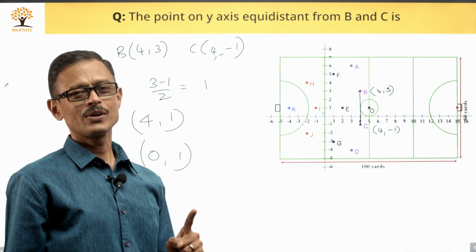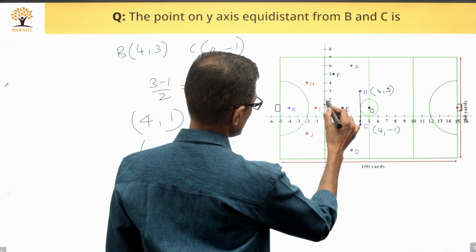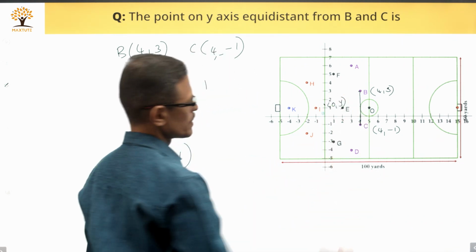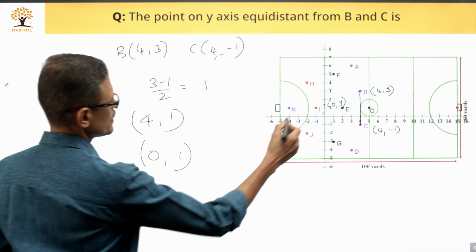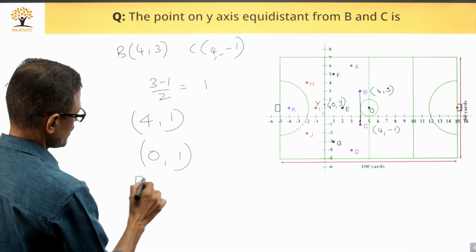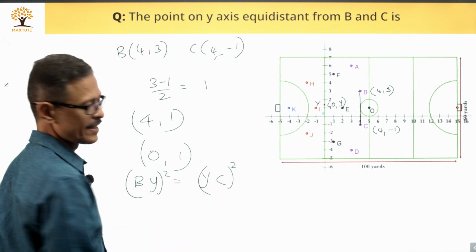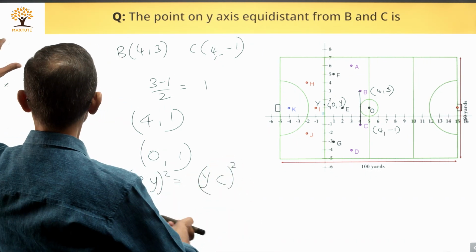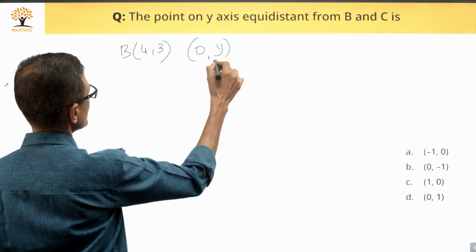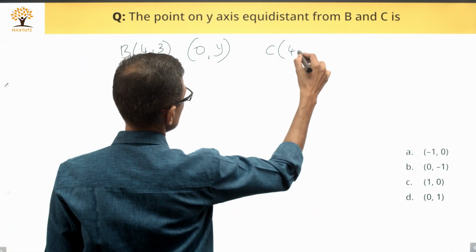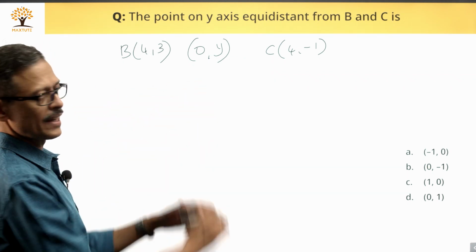Now, we will apply how we are going to be solving it had it been in the examination. That point, let us say, is somewhere here, and the coordinates of this point is going to be (0, y), because it is a point on the y axis. Now, it is equidistant. So, what we are going to do is, we are going to say this point, let us say, is Y, BY is equal to YC. So, BY square will be equal to YC square. Apply the distance formula, B is equal to (4, 3), and this is (0, y), C is equal to (4, -1), and this is (0, y). So, we are going to apply the distance formula, equate it, and then find out the answer.